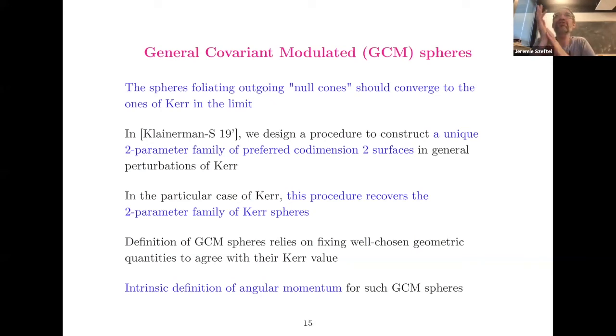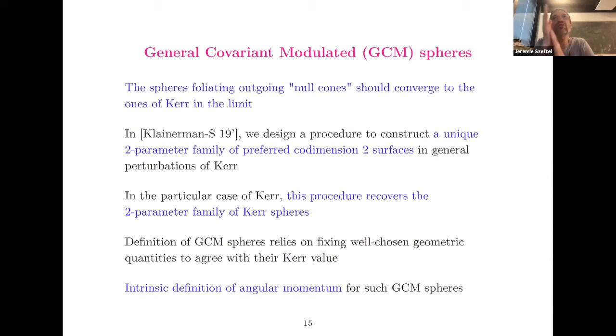Okay, so what is the goal? You want to design a procedure that constructs a unique two-parameter family of preferred codimension two surfaces. These are not exact spheres, these are topological two-spheres. Why unique? Because, as I said, I want to converge in the limit to Kerr, so there should be some uniqueness in the way I pick them. Otherwise, I will have a problem. So I want some uniqueness, some rigidity in the construction.